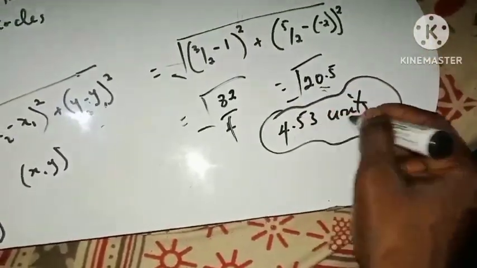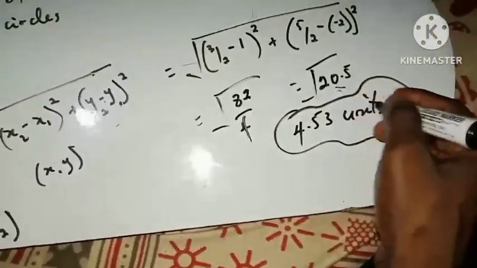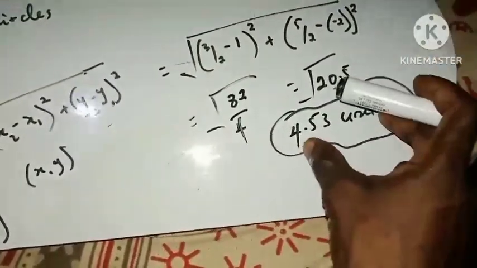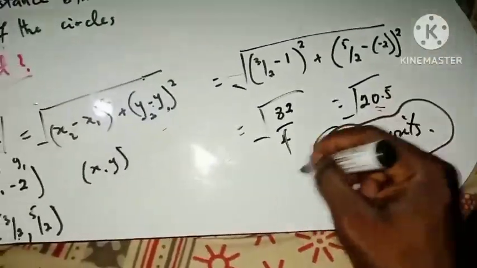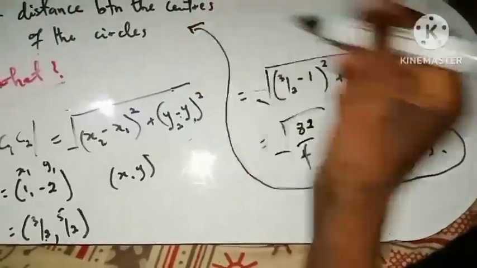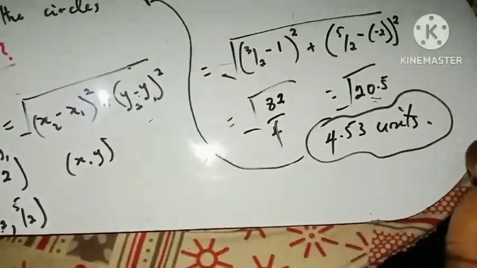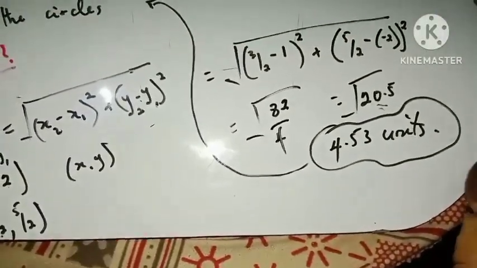Always write it in this form. Most of the time, if you are not restricted, make sure that you bring it down to the basic. So this is the distance between these two centers using the distance formula. Is that okay? Okay, perfect.